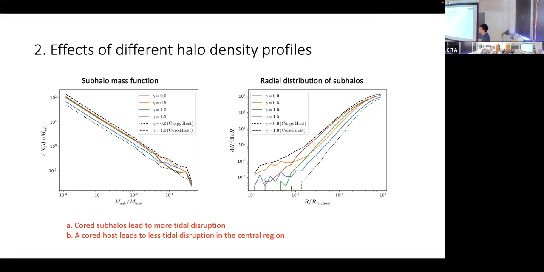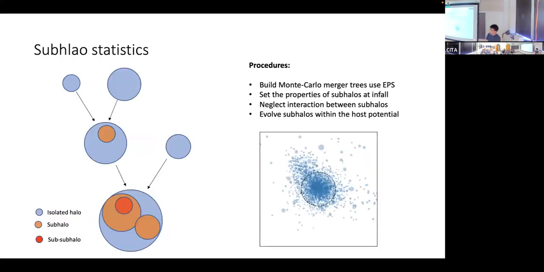I have one. You were describing subhalos. How do you get the subhalos without having interaction between subhalos? Okay. So the subhalo interaction here I mean is the interaction between subhalos on the same level. But we still have interaction between the subhalo and the sub-subhalo. Do they need to be captured in the tidal area? Like, doesn't the sub-subhalo need to be in the tidal area of the subhalo to be considered a sub-subhalo? Well, what's the definition of a sub-subhalo?